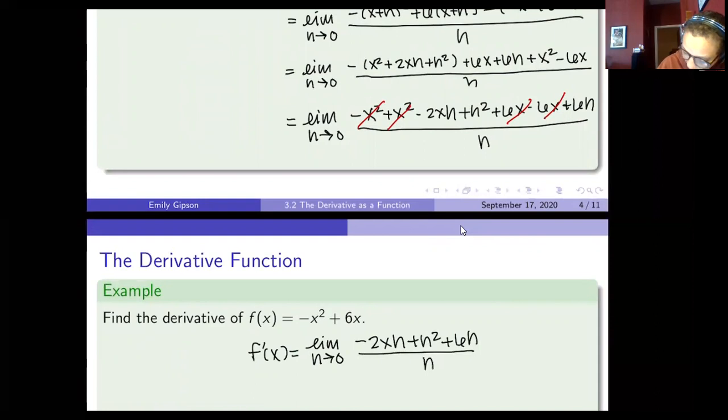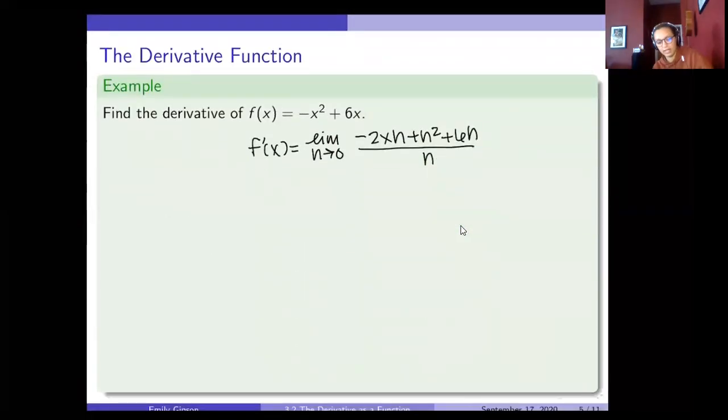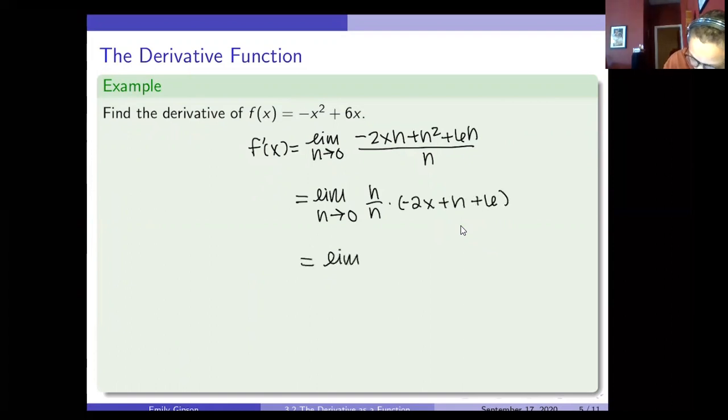all over h. You've probably noticed that we can definitely factor out an h in this case. And if we factor out an h from the numerator, we can divide it by the h in the denominator and get 1. So we're left with h over h times negative 2x plus h plus 6. H over h goes to 1. Now we're ready to take our limit.